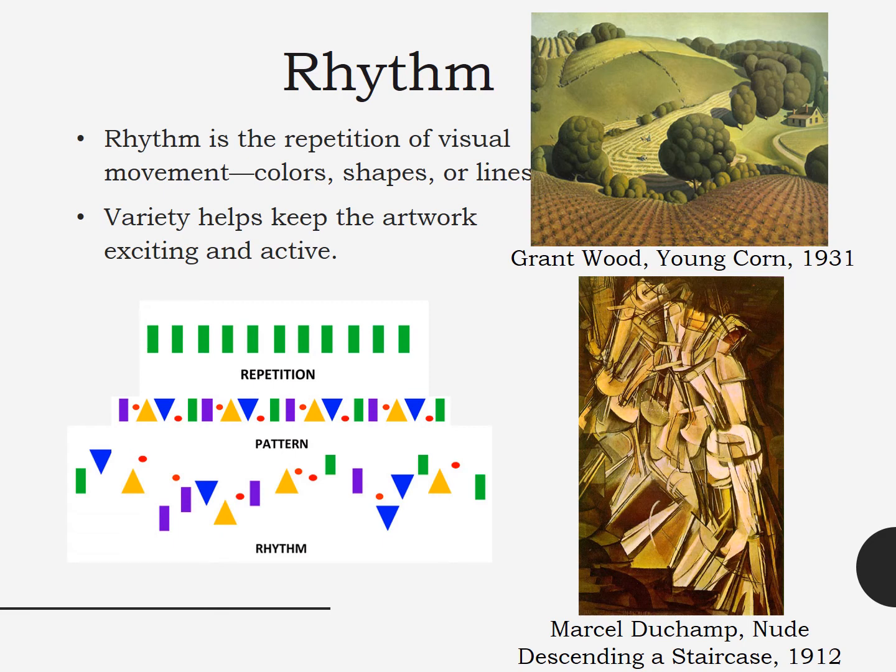Pattern is when you have different elements, but they go in a certain order, they stop, and then that order repeats again. So red, blue, red, blue, red, blue. Rhythm, however, is when you have different elements, they go in a random order, so you never know when they're going to repeat. So red, blue, green, red, red, red, green, blue, red, green, red, red, red.